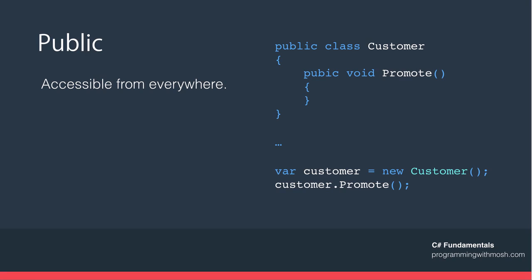A member that is declared with public is accessible from everywhere. So in this example, we have a customer class with a promote method that is declared as public. With that, we can create a customer object somewhere else in the code and call the promote method. The promote method is going to be visible to the outside. That's perfectly fine, because promote should be part of public interface of the customer class. It's not about implementation. We may want to promote a customer, and that's an expected functionality.